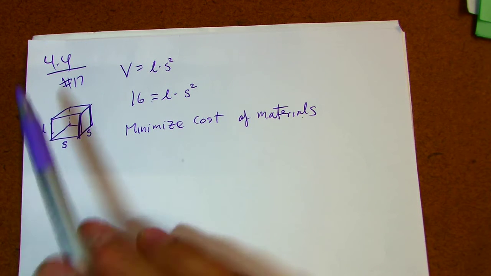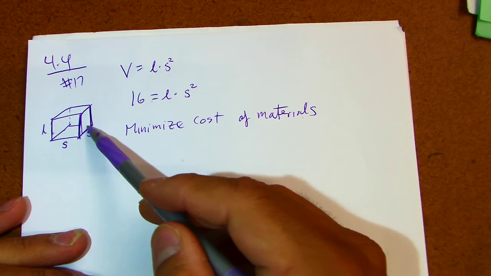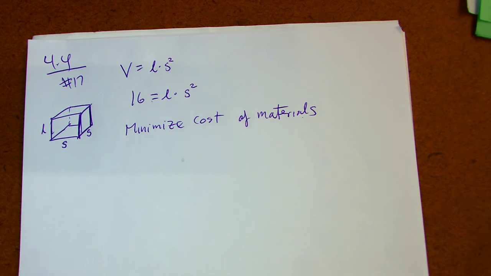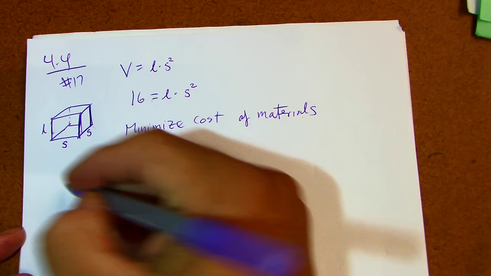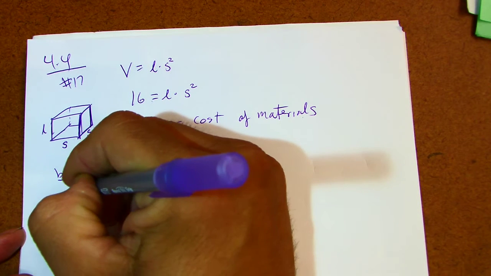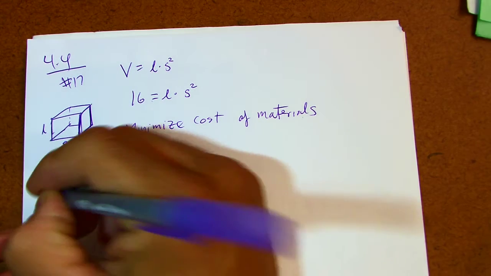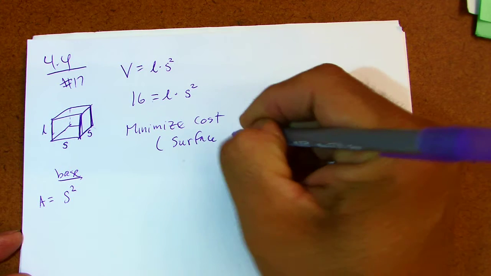All right. Think of if we want to make this box, we want this material, and then the material to make all of the sides. So 6 different sides. The only thing here, there's one thing is that the base, which will say the bottom here, S squared, that's the area of the base. Cost of materials, or in this case, surface area.